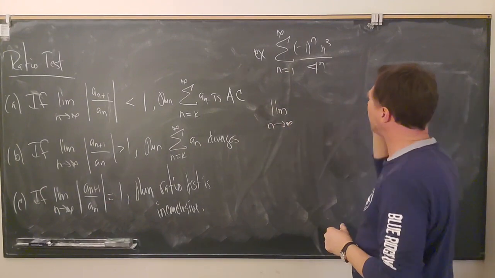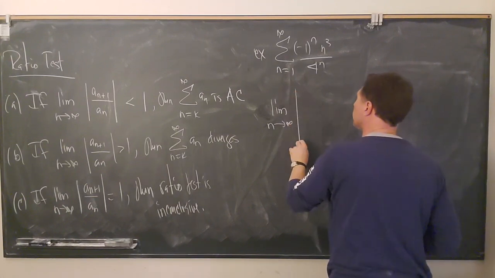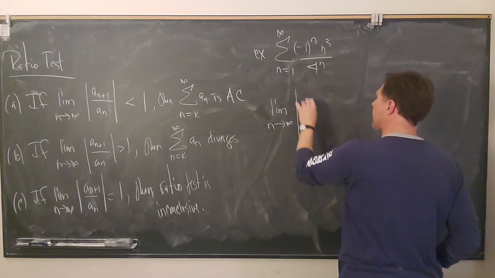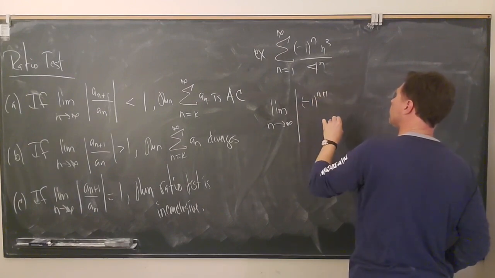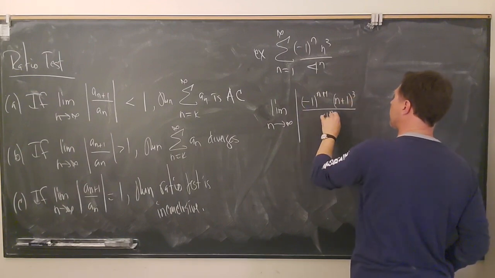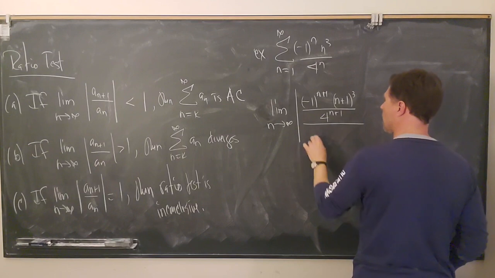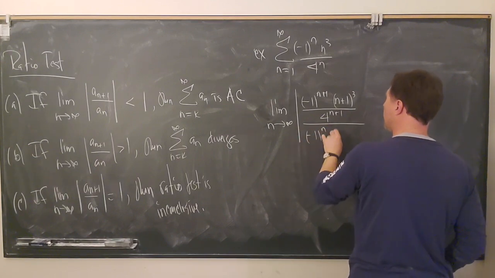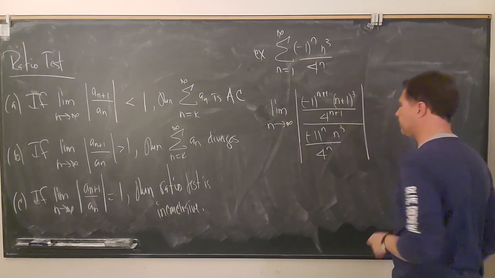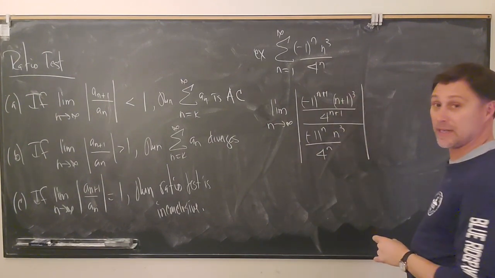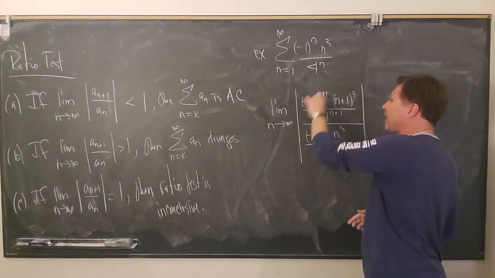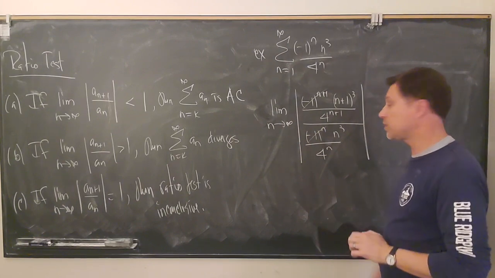Okay, so what do I do? I take the absolute value of the (n+1)th term divided by the nth term. So this is going to be (-1)^(n+1) times (n+1) cubed over 4^(n+1), divided by (-1)^n n cubed over 4^n. Okay, now we need to simplify this mess. First, notice the absolute values just get rid of all this minus 1 stuff, so we can do away with that.